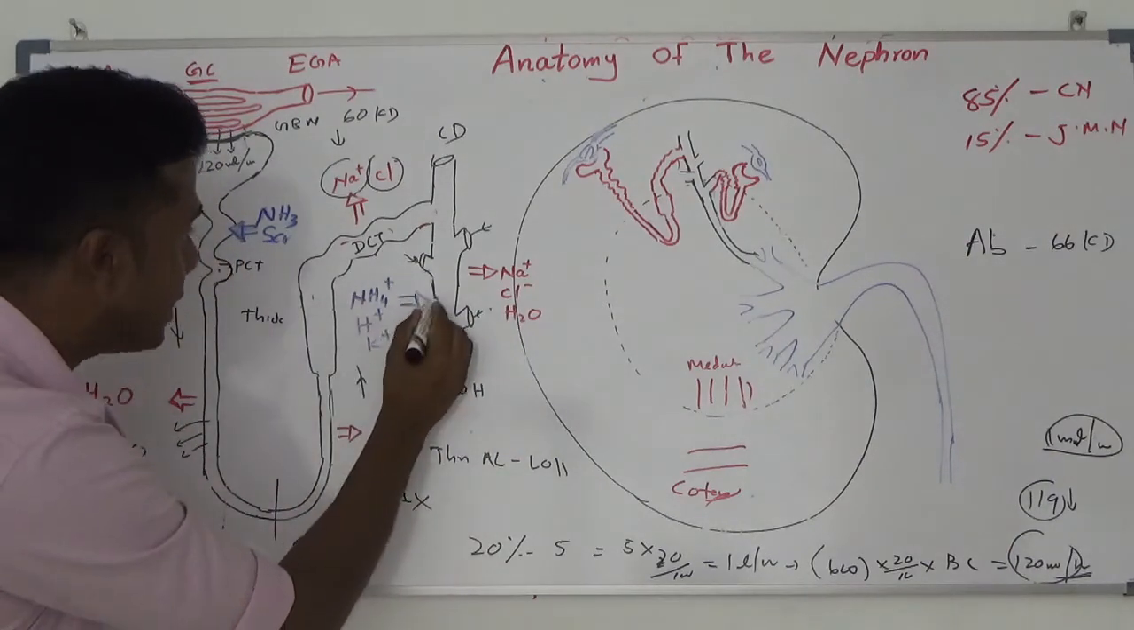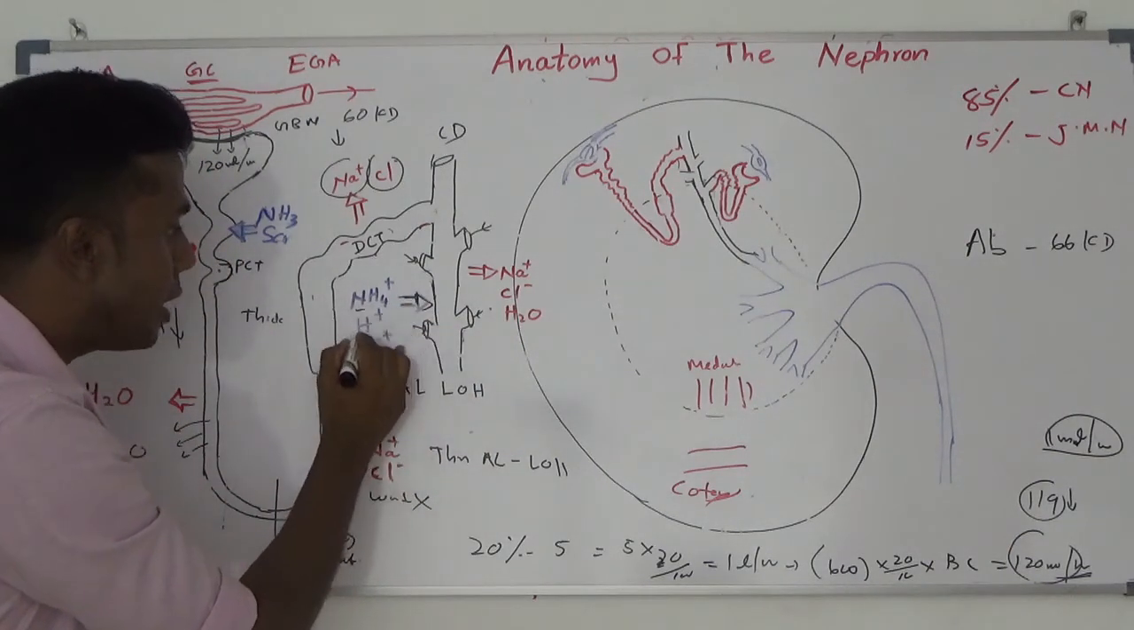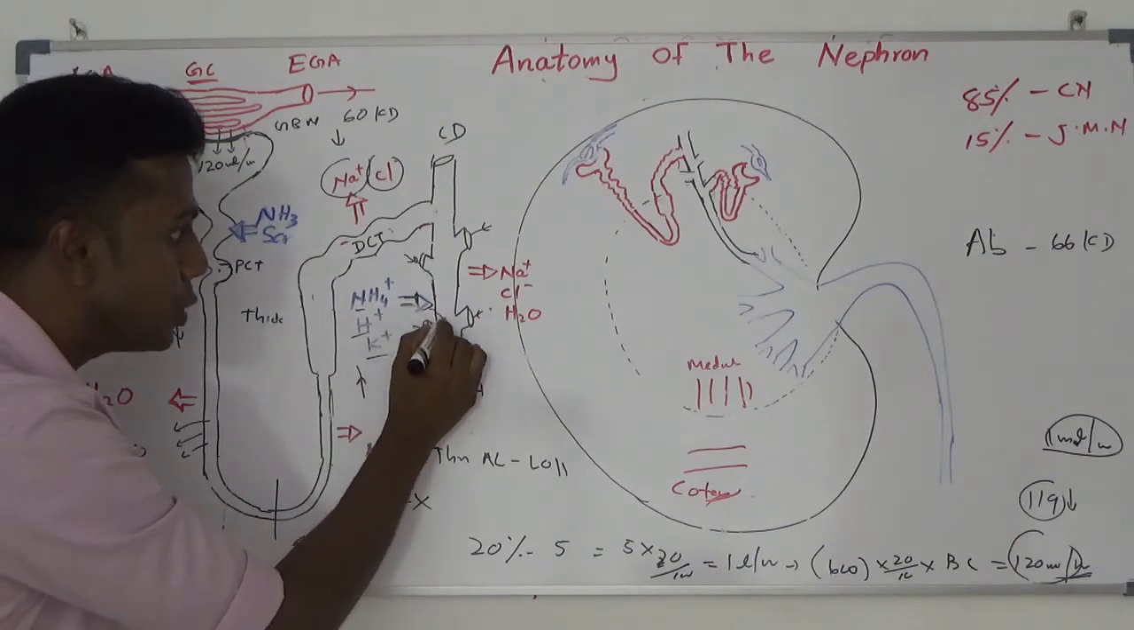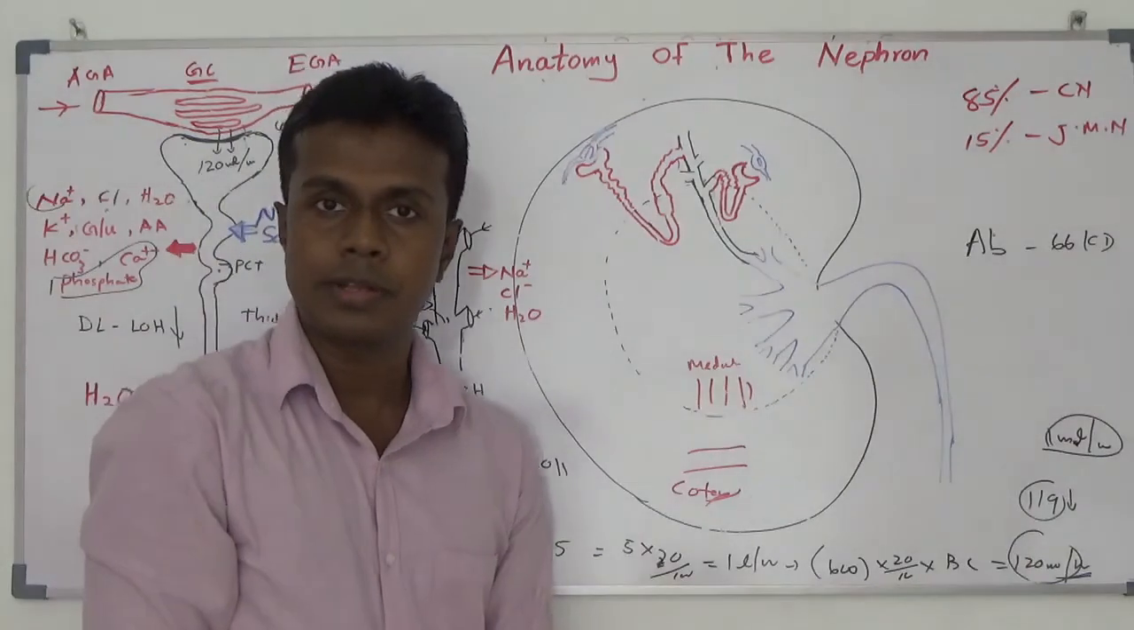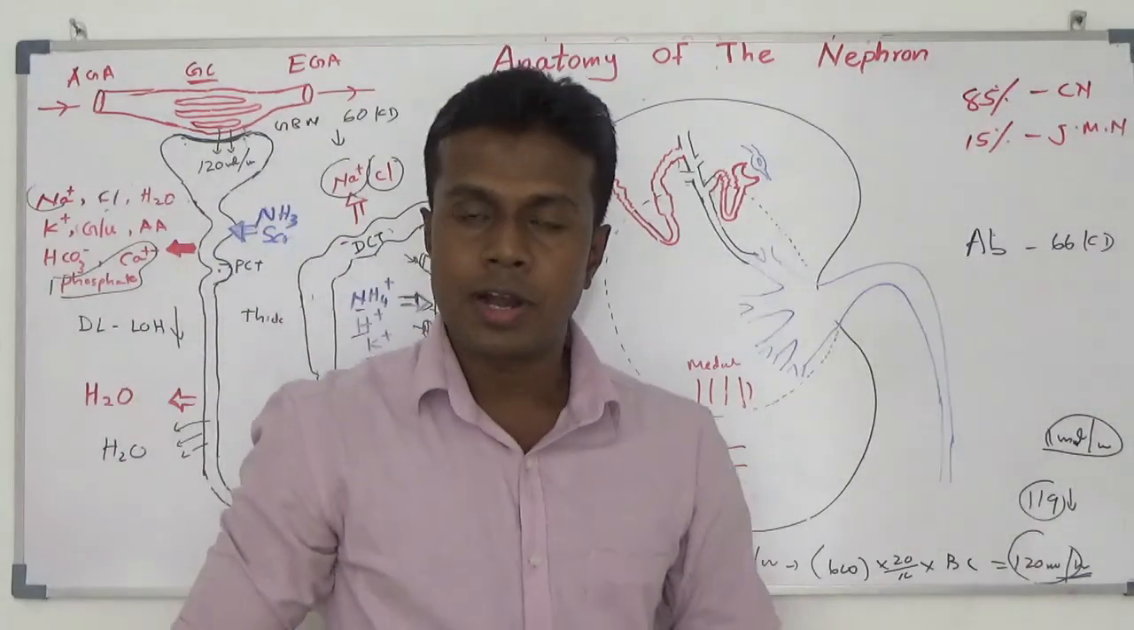It is going to secrete ammonia, hydrogen and potassium ion into the tubular fluid. Those are waste products. You have to remove them. This is how your functional unit behaves.